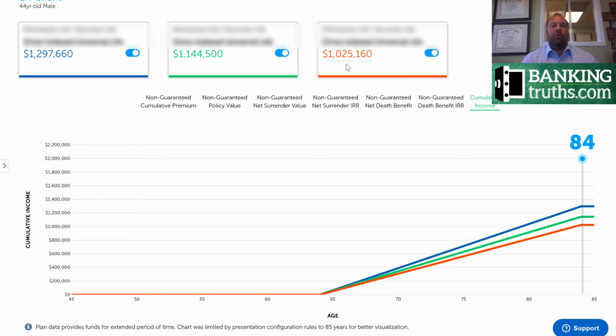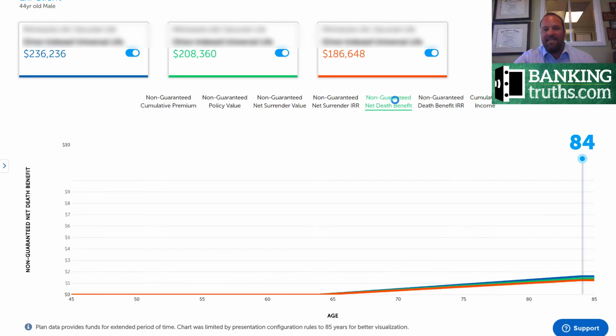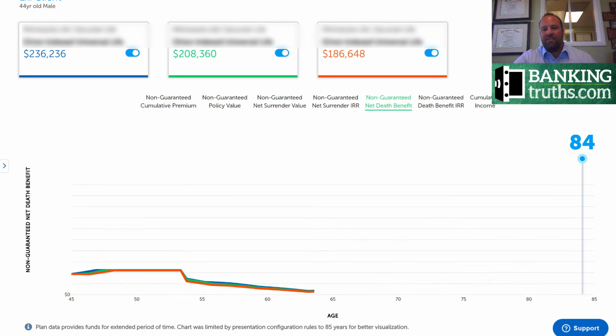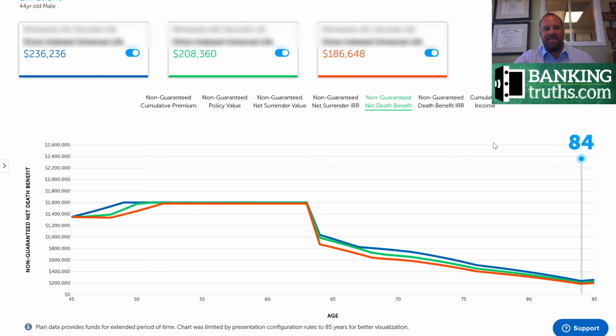But again, in order to preserve the tax sanctuary of life insurance, you need to leave some death benefit behind. And let's face it, our clients are not going to leave the undertaker with the bill. So if we just look at the non-guaranteed death benefit here, in addition to 7 figures of tax exempt income, we're looking at slightly more or less than 200,000 of tax-free death benefit at the end of all that.